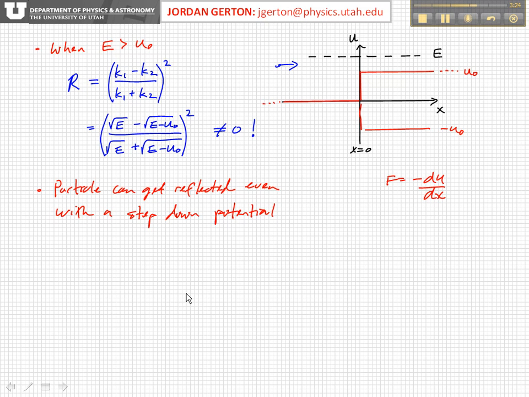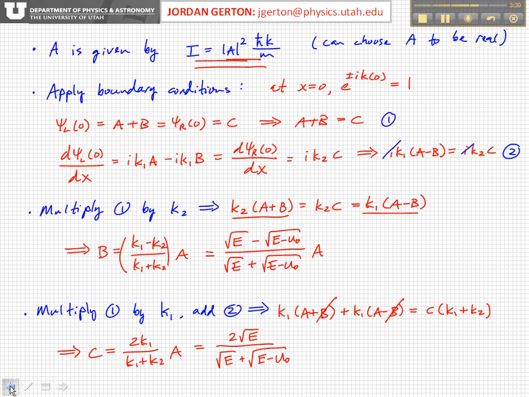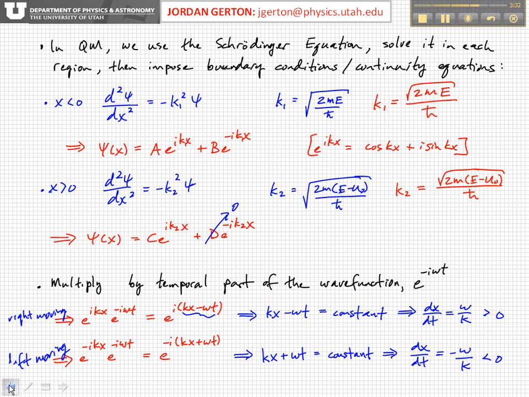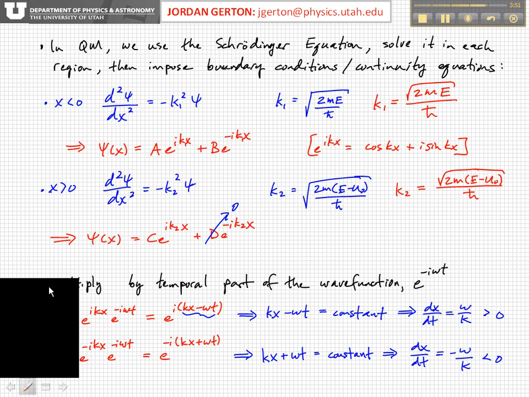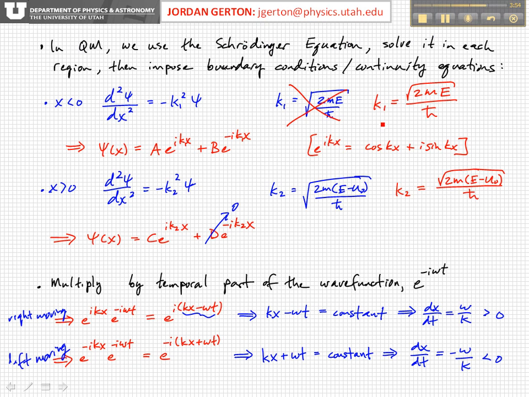Okay, I just realized that I made a mistake throughout this whole lecture in my definition of k1 and k2. So back here, I defined k1 to be the square root of 2mE over h bar, and k2 is equal to the square root of 2m(E minus u naught) over h bar. These h bars do not belong under the square root, and so they should be written like this and like that. Those are correct. So these expressions for k1 and k2 are now correct.